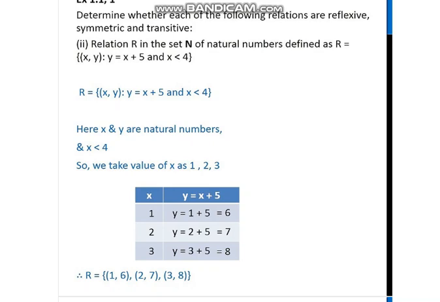Therefore y is equal to 1 plus 5, 6. When x is 2, y will be 7. When x is 3, y is equal to 8. So here R contains only 3 ordered pairs: (1, 6), (2, 7) and (3, 8).